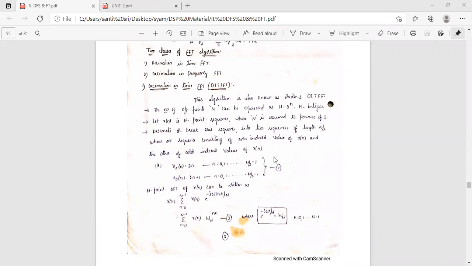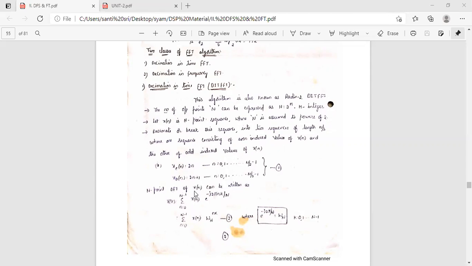So x of n with length N can be divided into two sequences. One is the even indexed sequence and the other is the odd indexed sequence. That is, x even of n equal to x of 2n, where n varies from 0 to N by 2 minus 1, and x odd of n equal to x of 2n plus 1, where n varies from 0 to N by 2 minus 1. Let this be equation number 1.